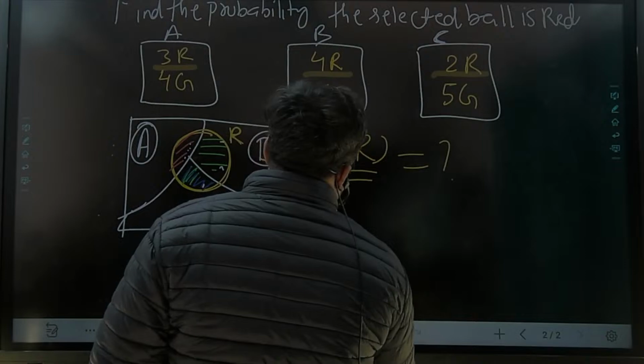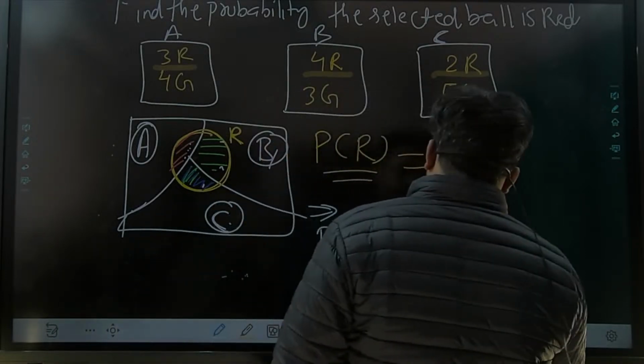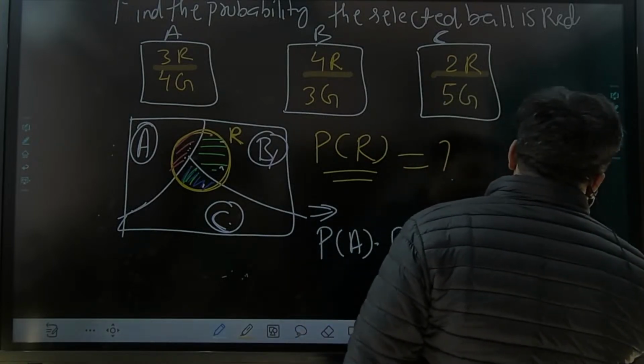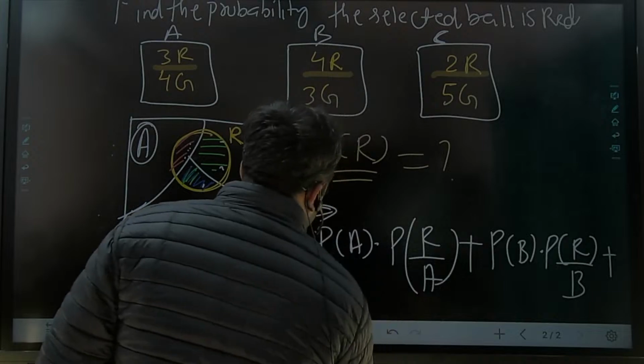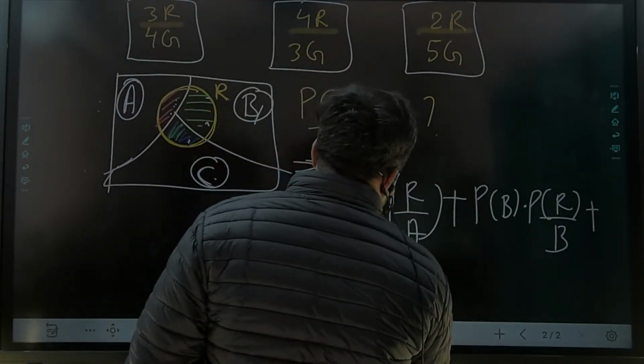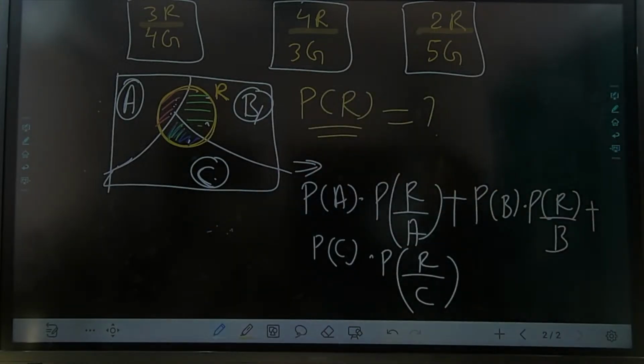So first, what is the probability of getting bag A? Once bag A is selected, what is the probability of getting red? Plus, what is the probability of getting bag B? Once bag B has been selected, what is the probability of getting red? Plus, the probability of getting bag C, and once bag C is selected, the probability of getting red. Like this, we have to create a conditional probability, because first you have to select a bag, and once that bag is selected, what is the probability of getting a red ball?